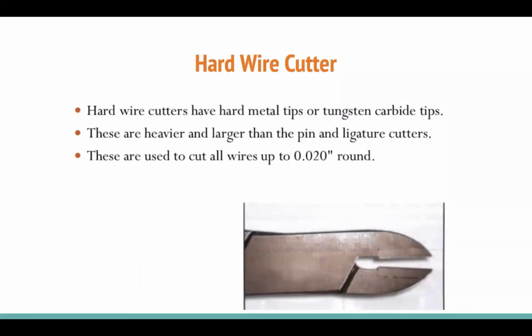Then there is a hard wire cutter, which you have to keep in case we ever need to cut any hard wire or adjust the appliance, so we do not distort our expensive instruments. Because this hard wire cutter is very cheap and it could have a metal tip or a tungsten carbide tip. For this one, I would recommend you just take a metal tip because we don't use it much. These are heavier and larger than the pin and ligature cutter. These are used to cut all the wires up to 0.02.